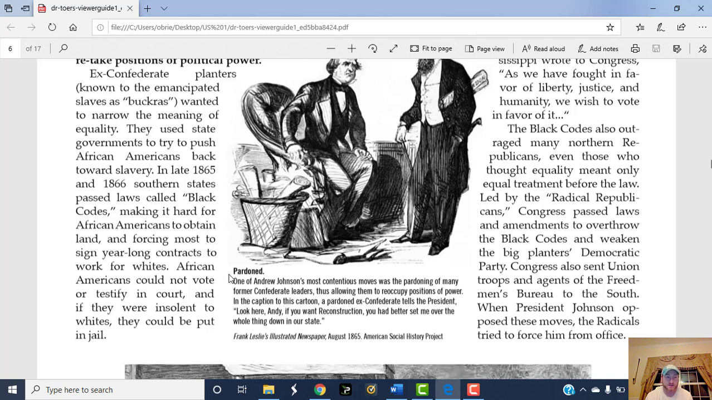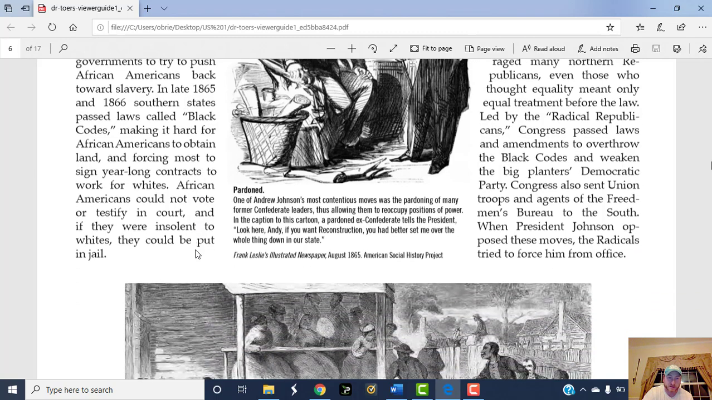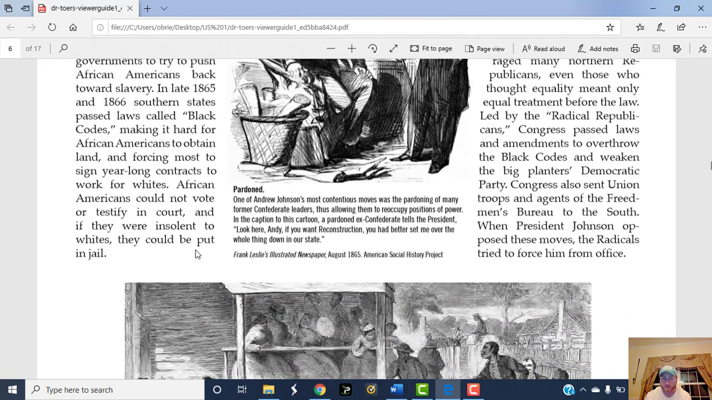In late 1865 and 66, southern states passed laws called black codes, kind of like precursors to Jim Crow laws, making it hard for African Americans to obtain land and forcing most to sign year-long contracts to work for whites. And these contracts would tether African Americans to the plantations, and it would have rules that would approximate the conditions of slavery. It didn't get all the way there. There were still freedoms that didn't exist before the Civil War. Nevertheless, the intent was to tether African Americans to their white overseers.